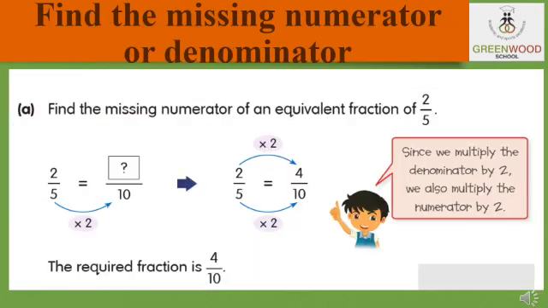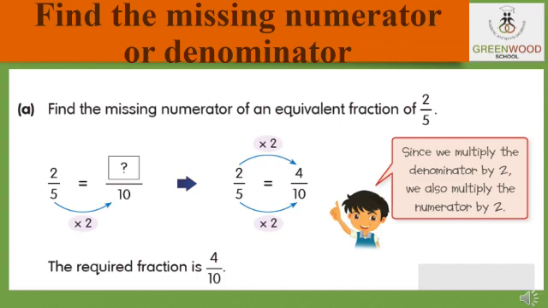Our next topic is find the missing numerator or denominator. Let's see an example. Find the missing numerator of an equivalent fraction of 2 by 5. 2 by 5 is equal to dash divided by 10. Now when do we get 10 in the table of 5? 5 ones are 5, 5 twos are 10. That means the denominator is multiplied by 2 to get 10.